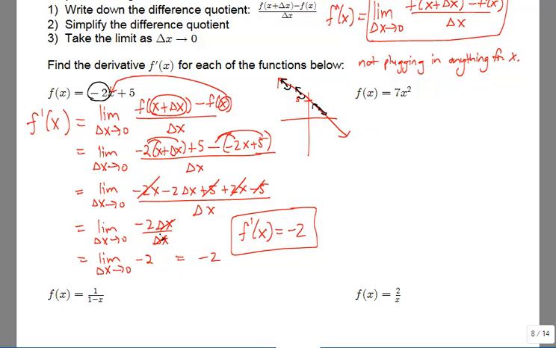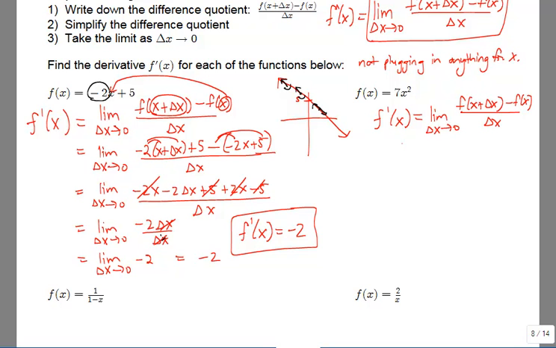All right, let's try another one. So this time we want to find the derivative of the function 7x squared. Your starting point is always going to be to use our limit definition of the derivative, which is f prime of x is defined to be the limit as delta x goes to 0 of f of x plus delta x minus f of x all over delta x.